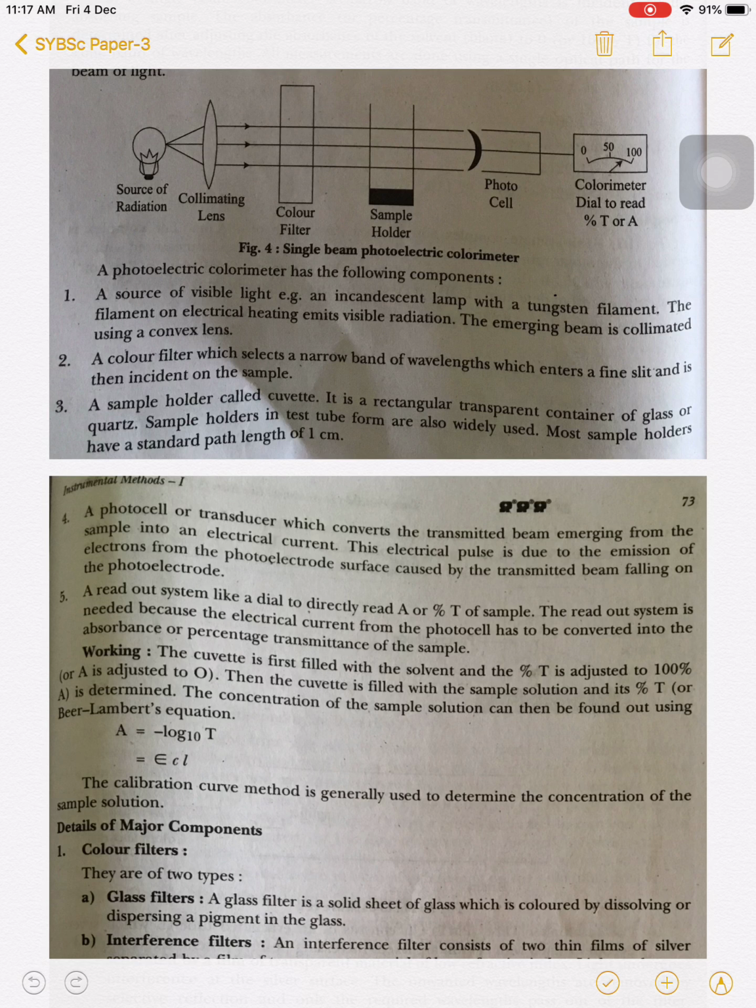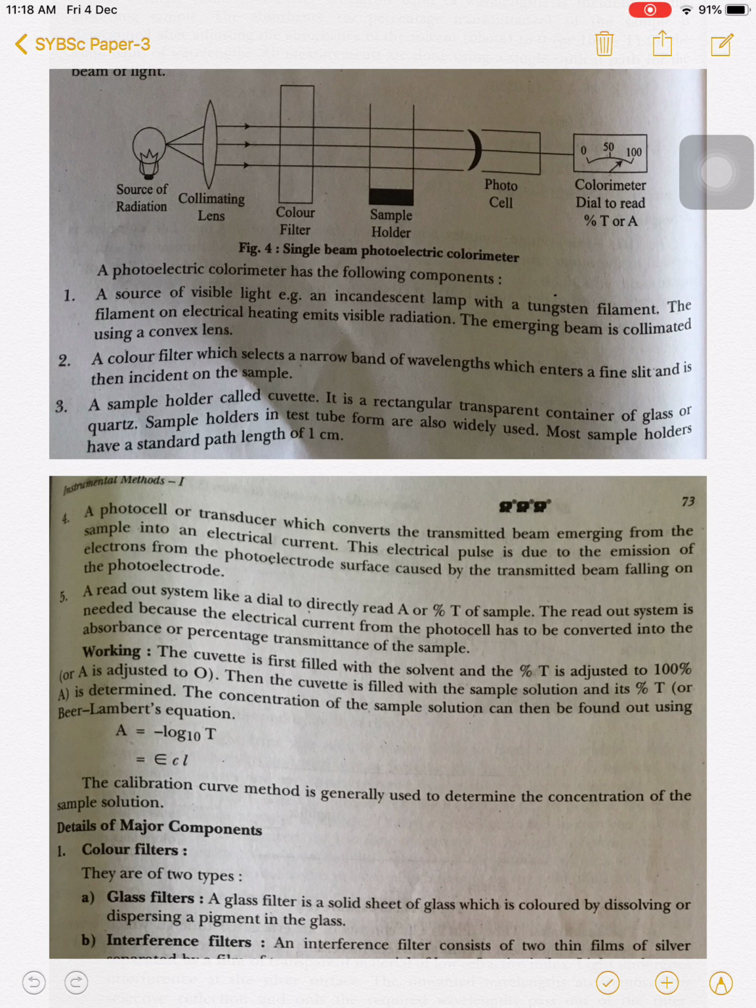So by use of this Lambert-Beer's equation, now see here, A is equal to negative log to the base 10 T. So we have a value of transmittance. By putting the value of T, we can calculate the absorbance. Or we can also use this equation, A is equal to epsilon C L, where C is the concentration of the solution and L is the path length of the sample.